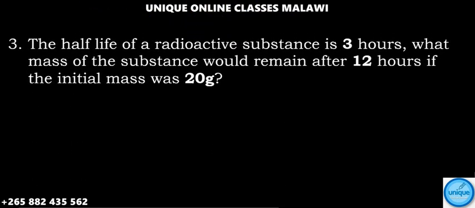I think we are now moving forward to another question, and this one should be the final question. The half-life of a radioactive substance is 3 hours. What mass of the substance would remain after 12 hours if the initial mass was 20 grams? This was question number 4C. It was 2005. Marks awarded were 6 marks.